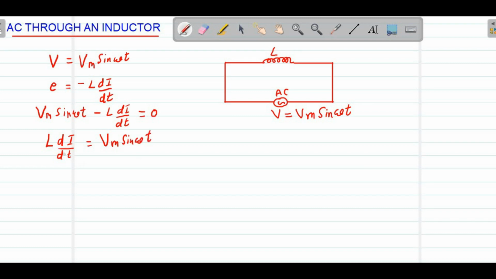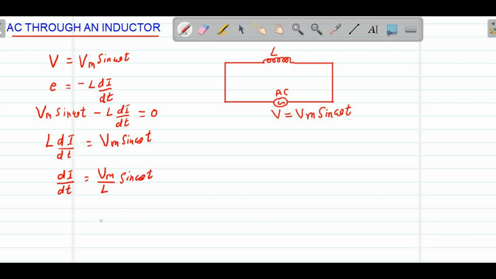Now if I take this L, the self-inductance value, to the right hand side, it goes to the denominator. So the equation becomes di by dt equal to Vm divided by L into sin omega t.